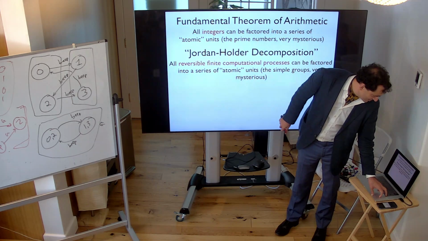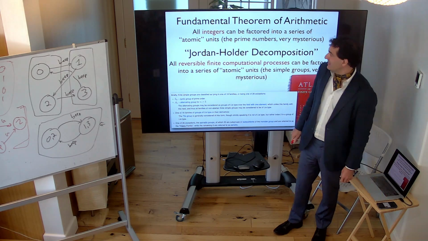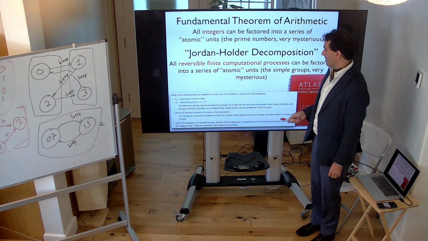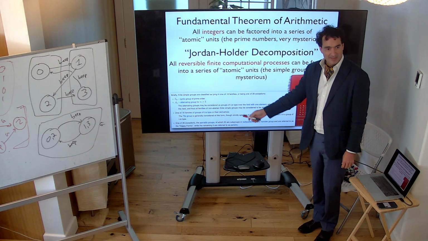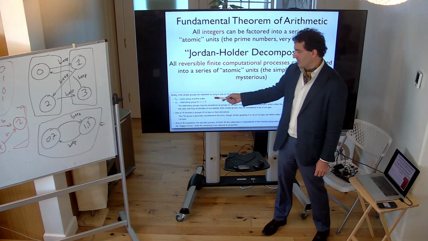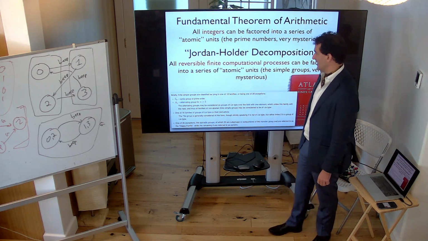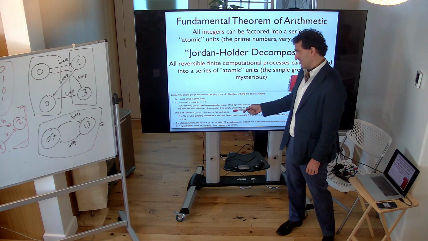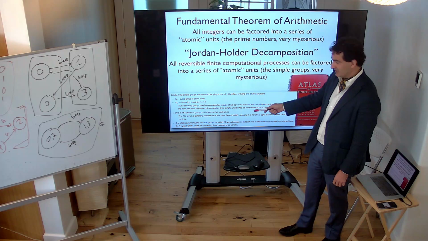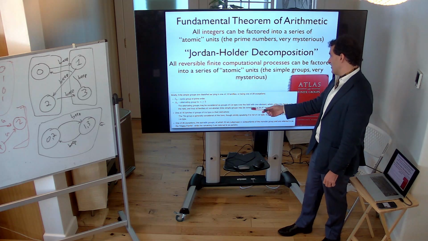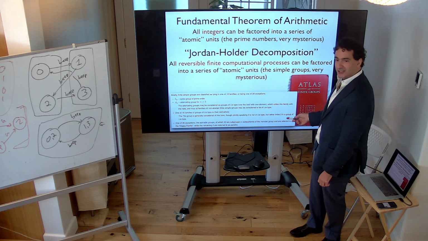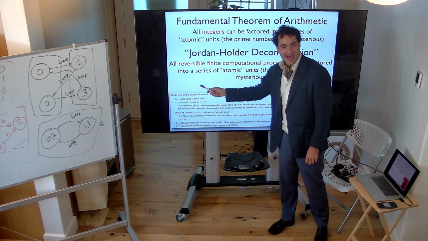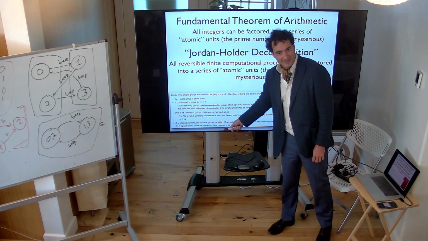So here's your Jordan-Hölder. In this case, you have more than just the integers. Your atomic units are what are called the simple groups. So you have your cyclic groups, your alternating groups, the groups of Lie type, the Tits group, the sporadic groups, the monster group. So these are your atoms now. Your periodic table has gotten larger.